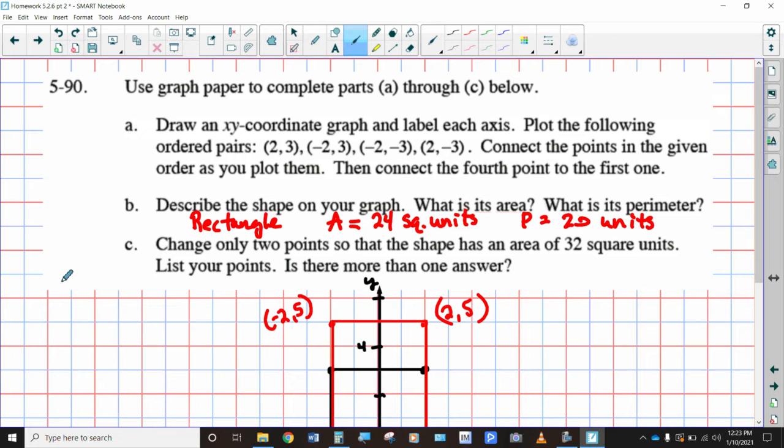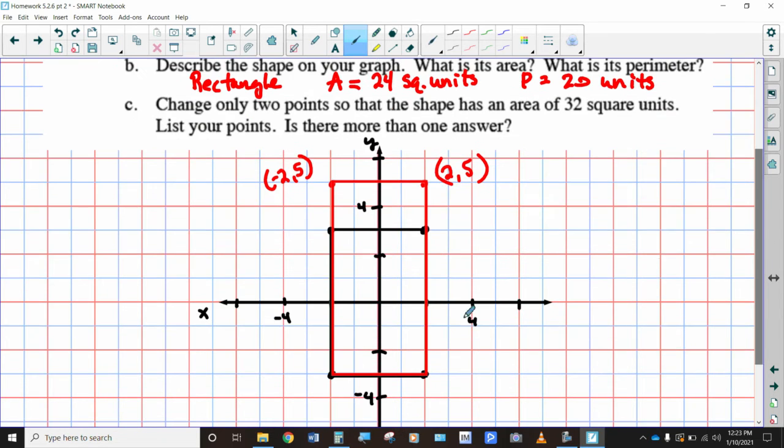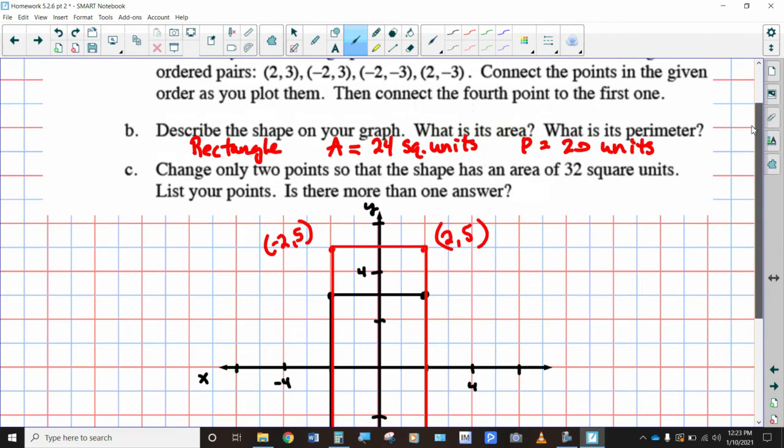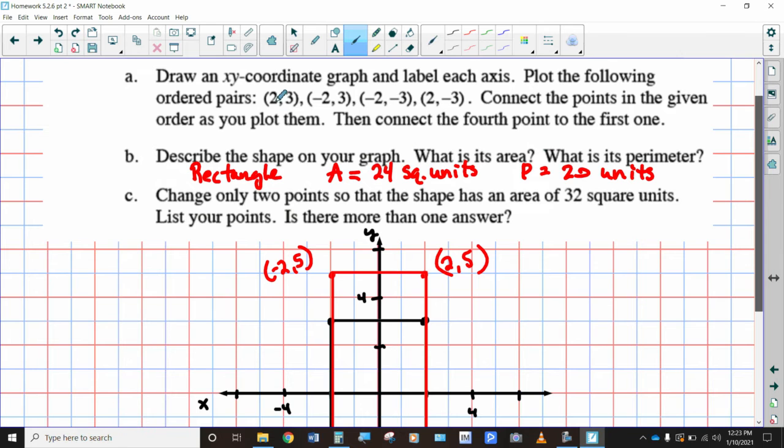All right, what do we have going on here? Graph paper. All right, so use graph paper to complete these parts. Draw an XY coordinate graph and label each axis. So your Y-axis is the vertical axis, and the X-axis is the horizontal axis. And of course, we always want to make sure that we label the number lines so we know what we're counting by. So we've scaled it, and we're counting by ones. Now let's plot these points. You've got (2, 3), (-2, 3), (-2, -3), and (2, -3).